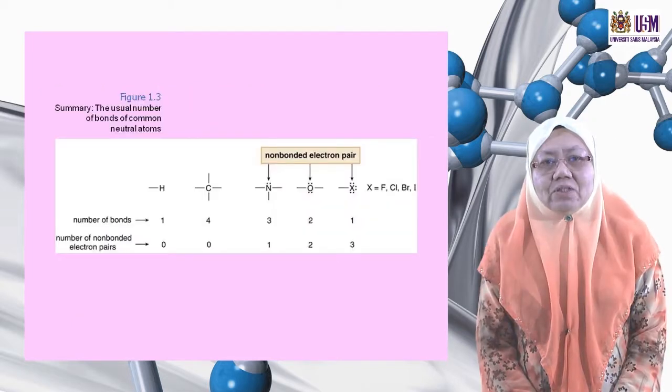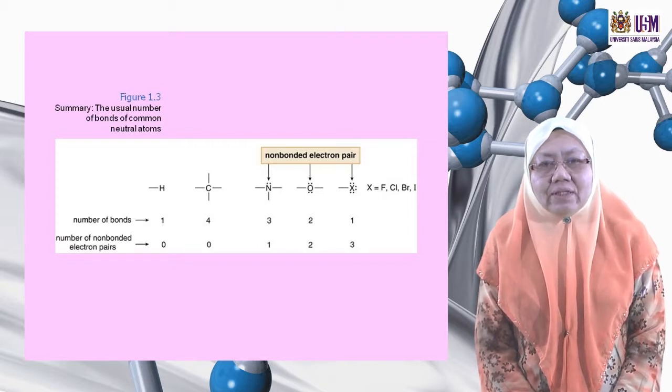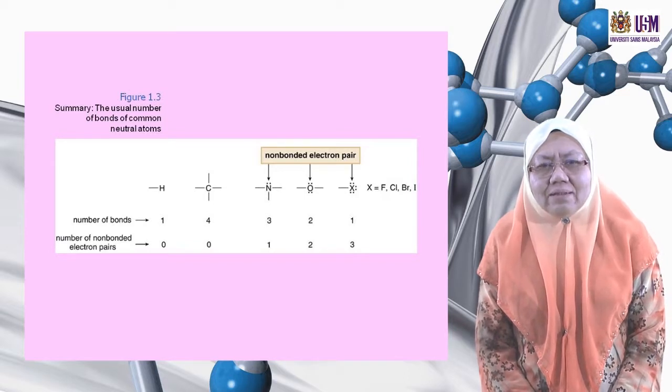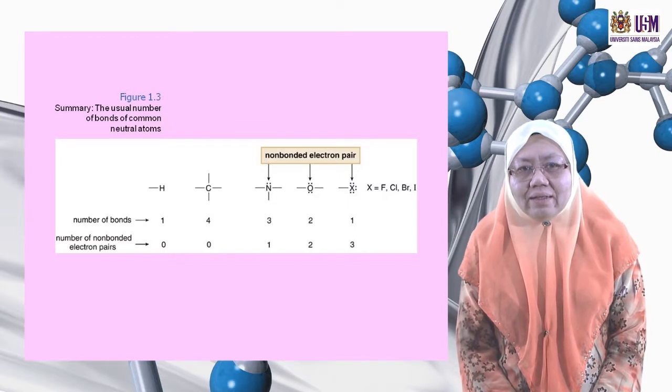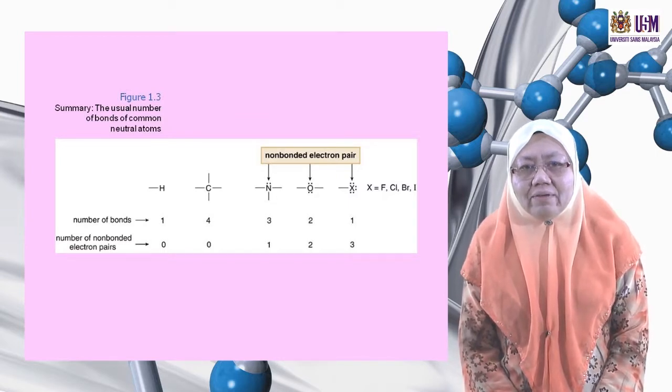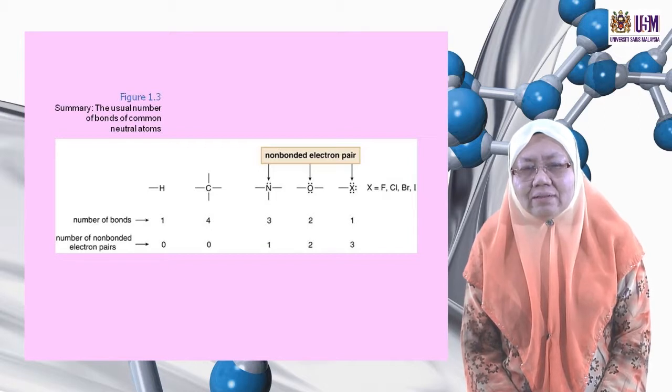Okay, the following table shows a summary of the usual number of bonds found in the common neutral atoms. For example, hydrogen has only one bond. The number of non-bonded electron pairs is 0. All the electrons will form bonds.